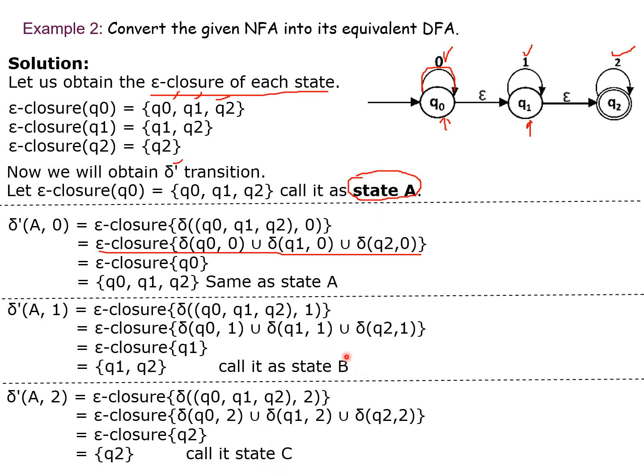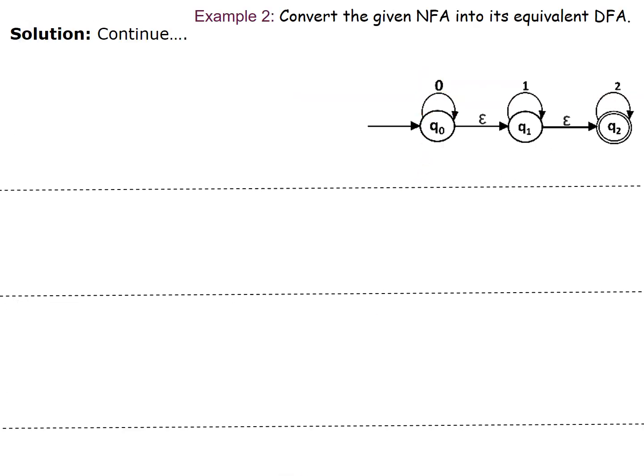Then you have already computed the transition on Q0. On 0, it will go to A itself. On 1, it will go to state B. On 2, it will go to state C, right? From A you find the new states B and C. Then again you have to find the transition on B for the inputs 0, 1 and 2. Let us see it in the next slide.